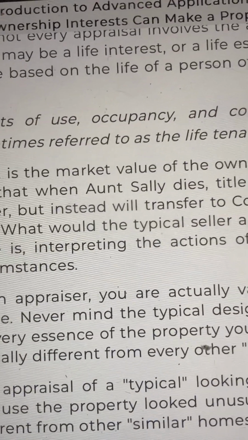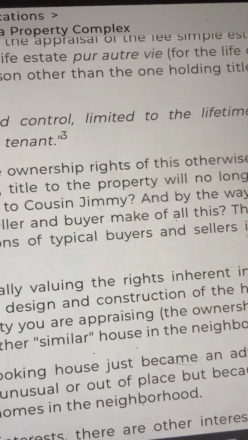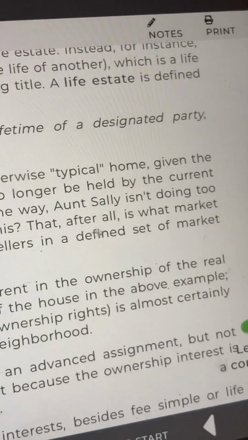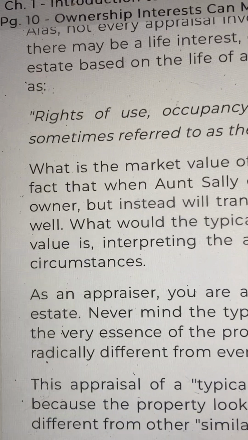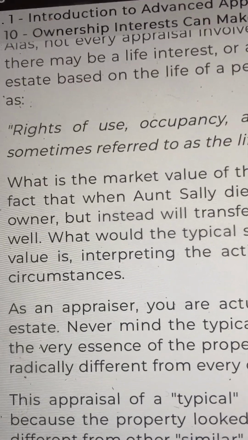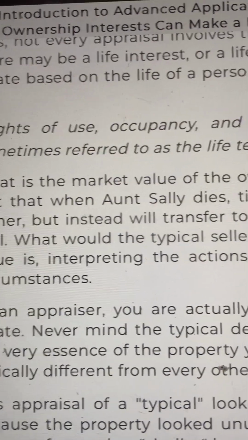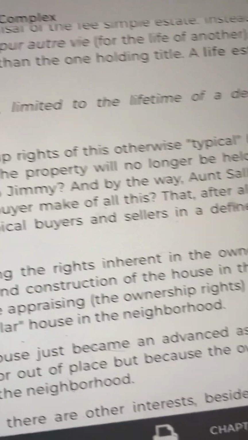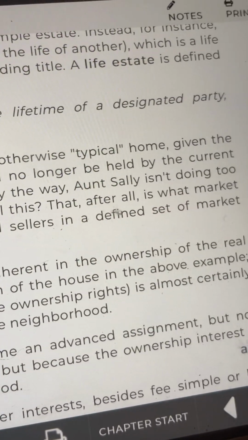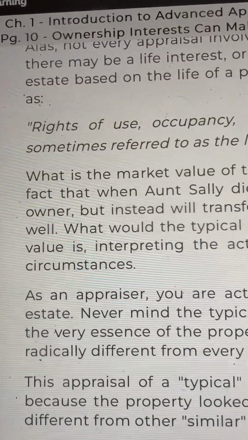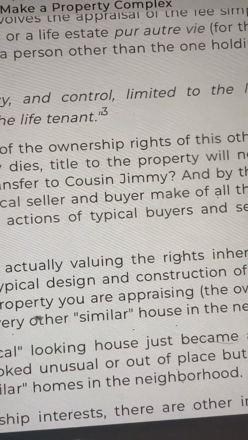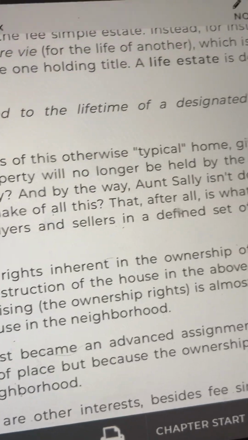What is the market value of the ownership rights of this otherwise typical home? Given the fact that when Aunt Sally dies, title to the property will no longer be held by the current owner, but instead will transfer to cousin Jimmy. And by the way, Aunt Sally isn't doing too well.